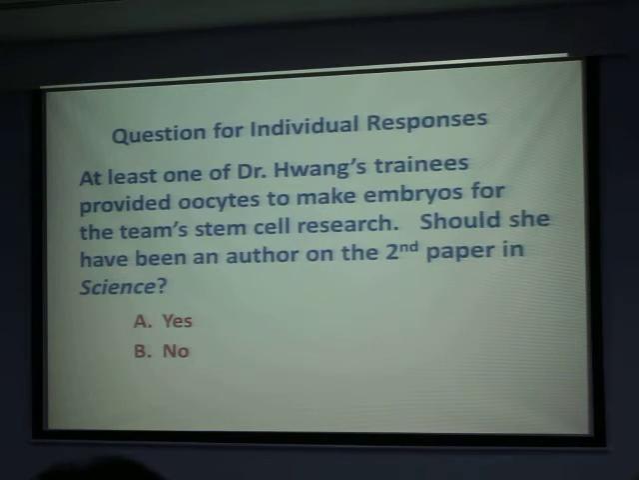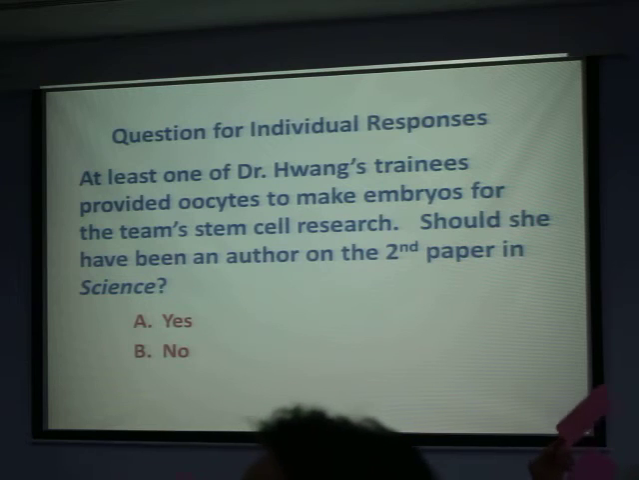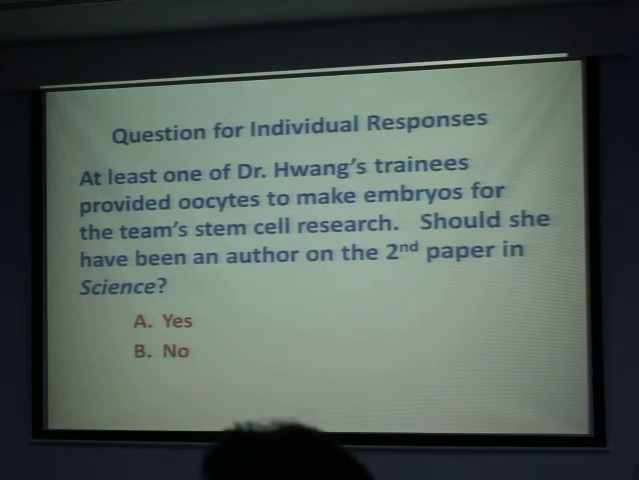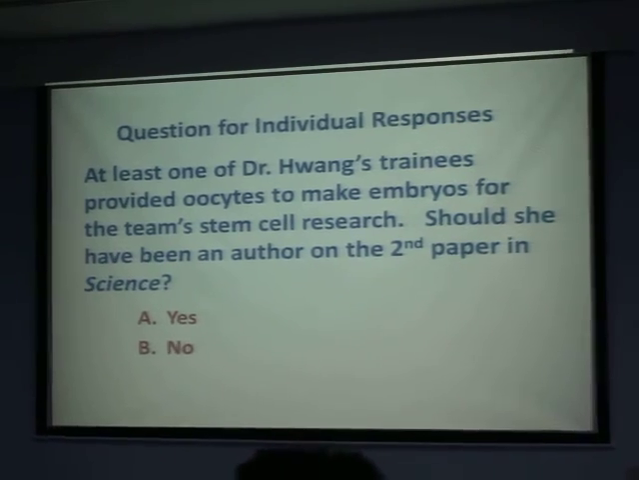Very cool. Should she have been an author on that second paper? Green for yes, red for no. Should she have been an author on the paper? And yellow if you aren't sure. Okay, we have a whole lot of no's, three I'm not sure. Folks who aren't sure, why aren't you sure? What is the condition that you might think about giving authorship to this individual?